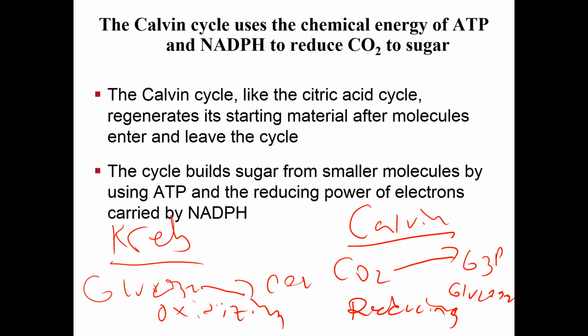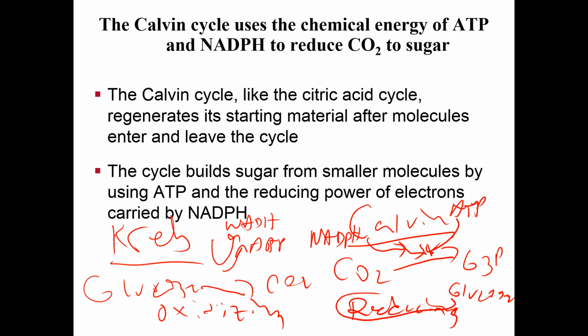In this case, we were transferring energy to make NADH and make ATP. Here, we're going to be doing the opposite. We're going to be using energy that we captured from the light reaction and ATP to reduce CO2 into G3P. Alright, so Krebs cycle is catabolic. The Calvin cycle is anabolic. Okay.